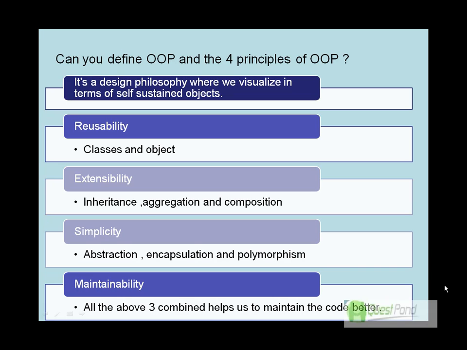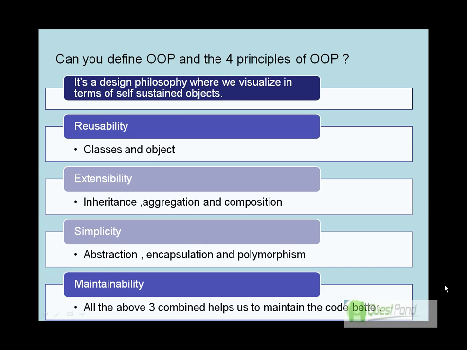So let's start with the second question from our object-oriented programming video series. Can you define object-oriented programming and the four principles associated with object-oriented programming? Now this video is a theoretical video and we have divided this video into three parts. The first part talks about the definition of object-oriented programming. In the second part, we talk about how object-oriented programming resolves the problems which functional programming had.